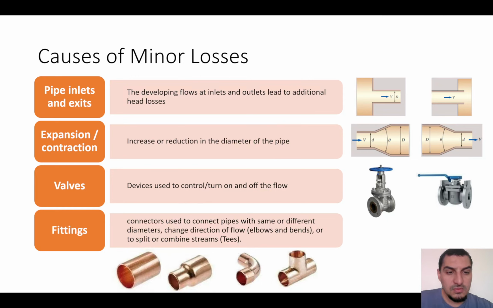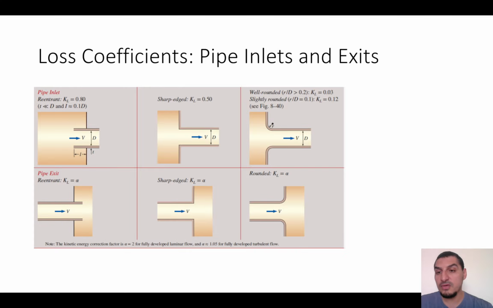Hello everybody. In this video we're going to start the discussion on the details of calculating the loss coefficient for the different causes of minor losses. We're going to discuss the first two causes, and then in the next video we'll discuss the last two. The first source of minor losses is the pipe inlets and exits.